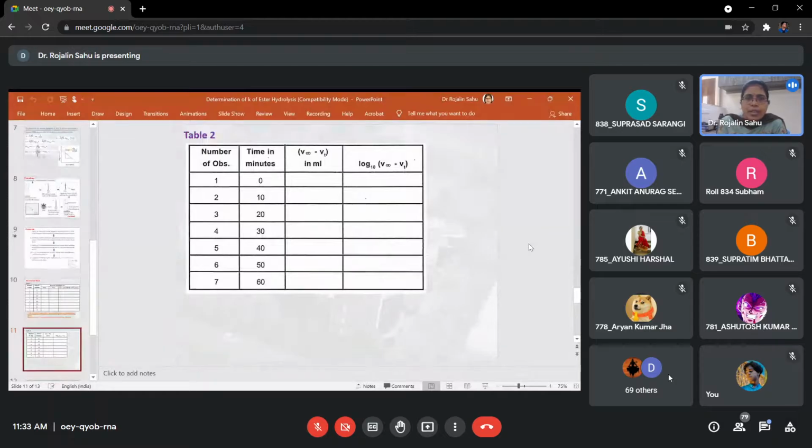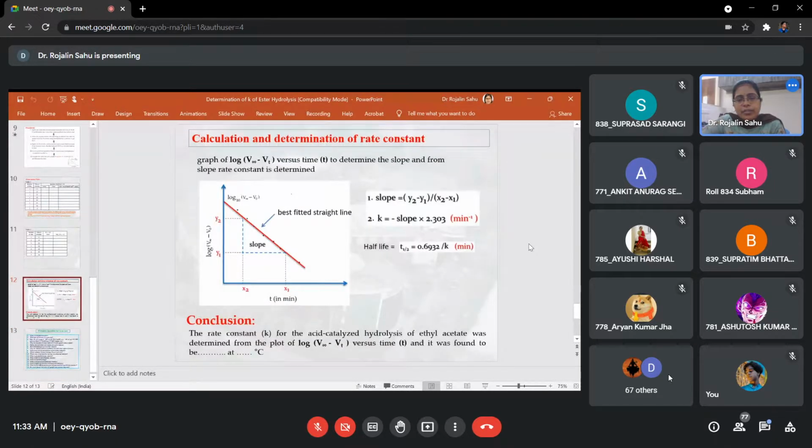Okay, I think the procedure part sir will explain to you. At 0 minutes, you are not adding anything, so ethyl acetate will not be there, only sodium hydroxide and HCl titration. Then at 10 minutes you will add, at 20 minutes you will add, and from that reaction mixture you will titrate with sodium hydroxide. Similarly, you will do this experiment for up to 1 hour.